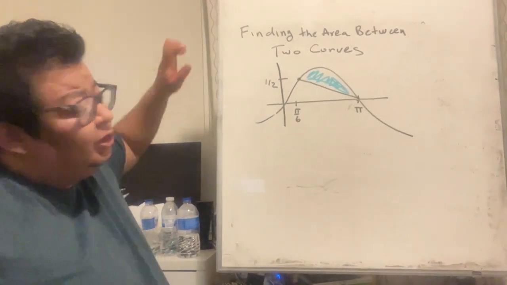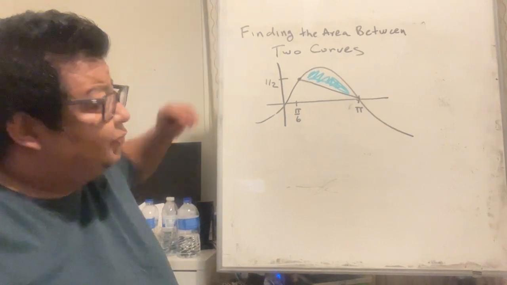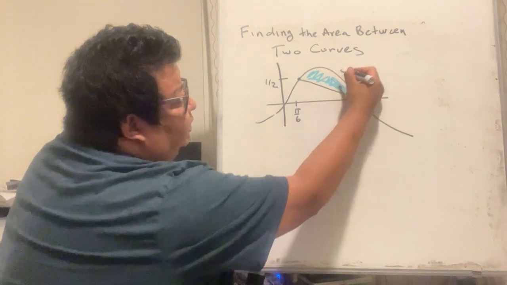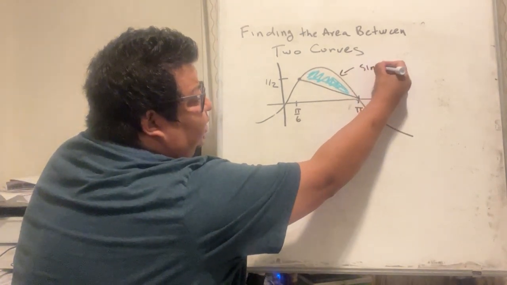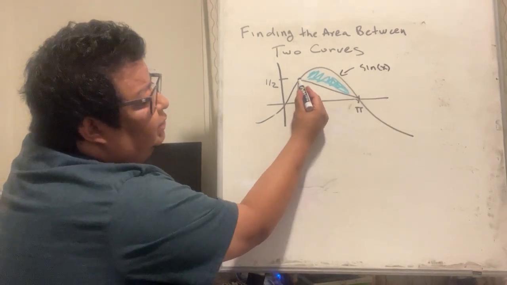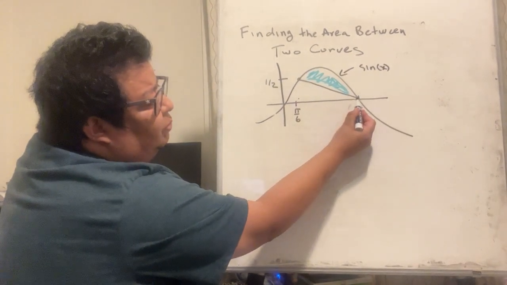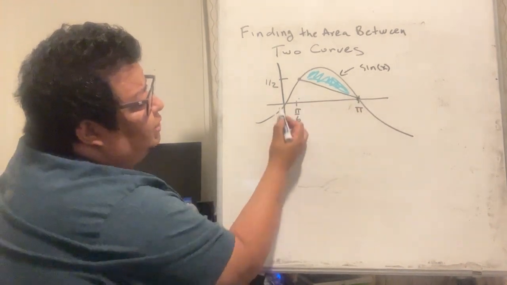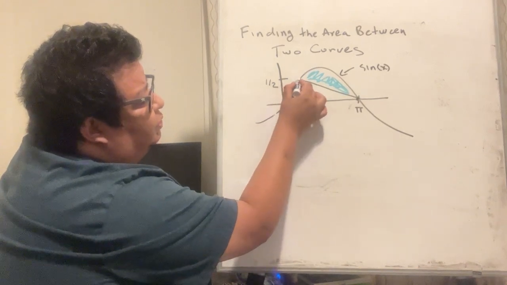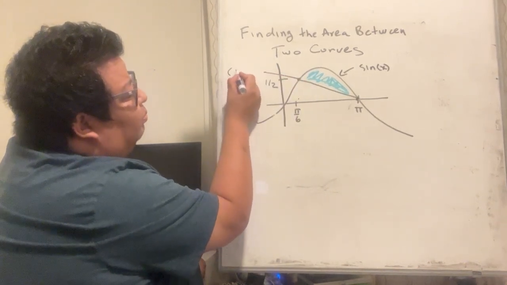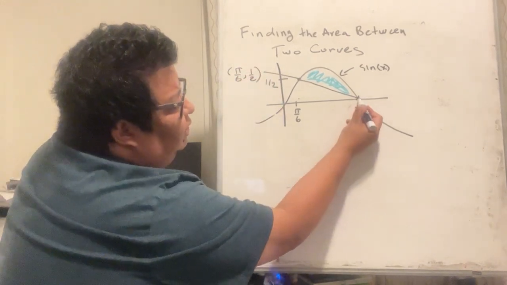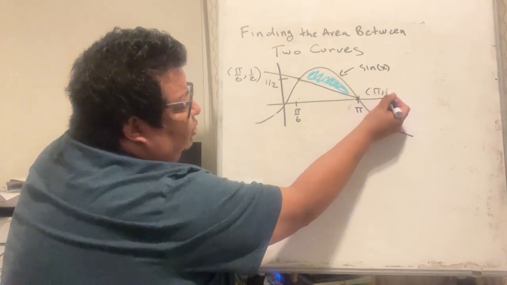Welcome. In this video, we're going to find the area between two curves. Looking at the picture here, we have the graph of sine of x, and here we have a line segment connecting this point to this point. Sine of pi over 6 is 1/2, so this point here is (pi over 6, 1/2), and this point here is (pi, 0).